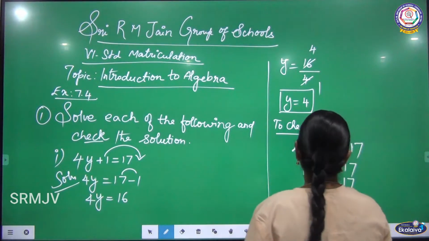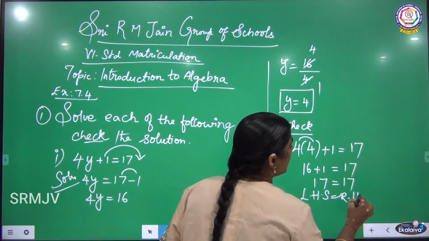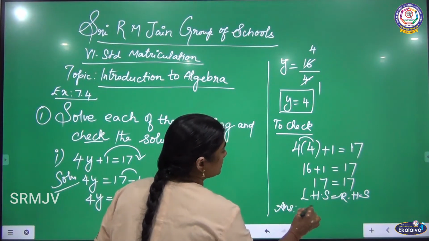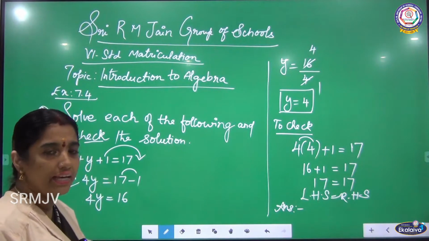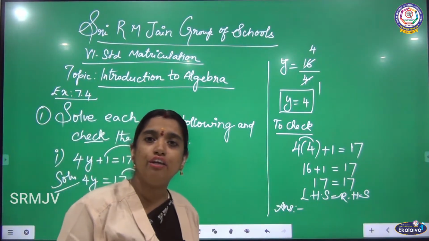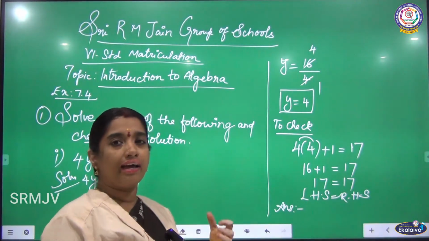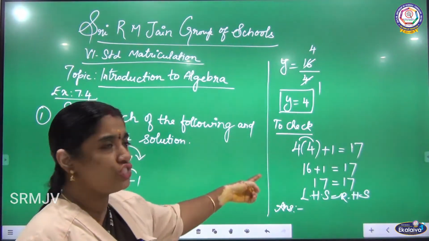My LHS is equal to what? RHS. LHS and RHS are equal. So hence the answer is correct. Can you understand this? First I am going to solve the equation. After solving the equation, I get the value for y. After getting the value, whether it is a correct or a wrong answer, what am I going to do? I am going to check.